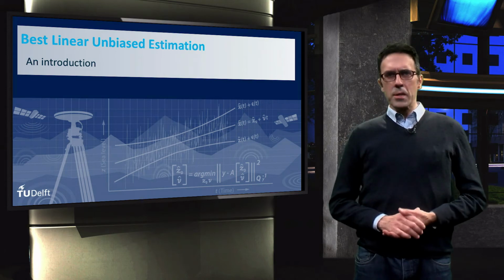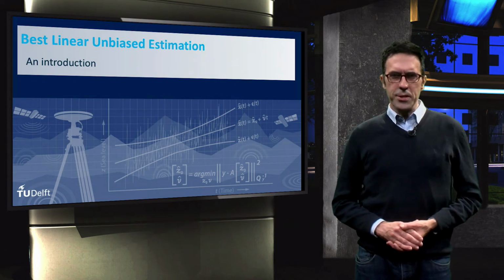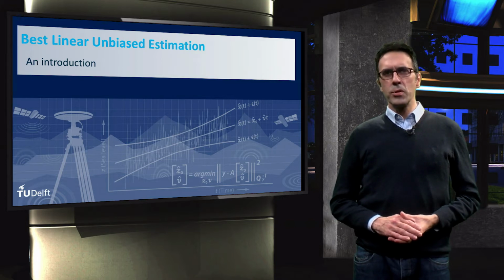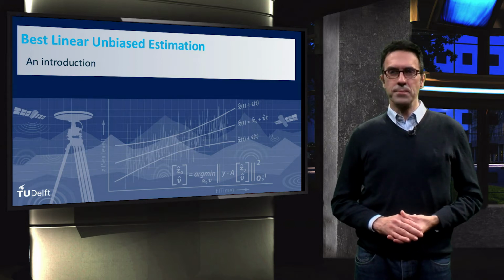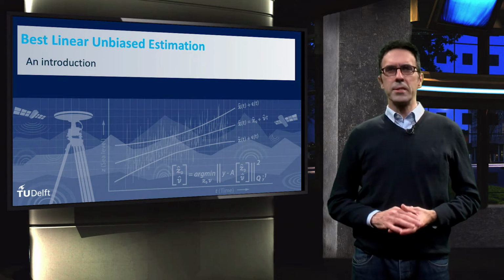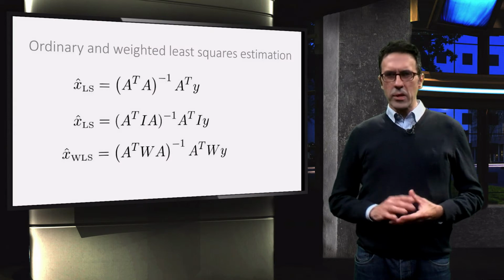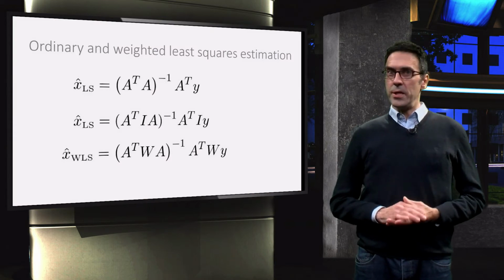After introducing the concepts of least squares estimation, followed by weighted least squares estimation, we now introduce a third estimation procedure, BLUE, or best linear unbiased estimation. Let's have a look again at our results for least squares estimation.